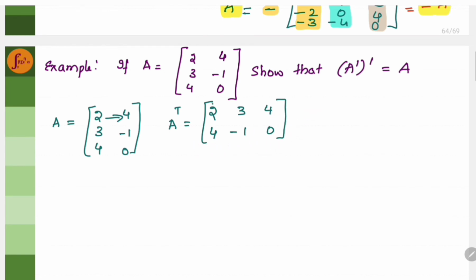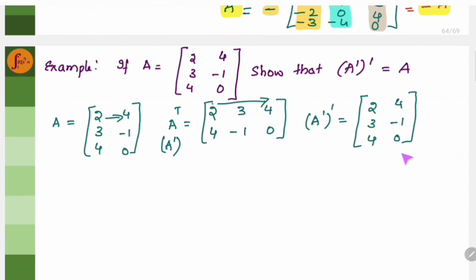Now let me find the transpose again, right? Transpose of this, I can either write A to the power T or A dash, doesn't matter. So now I'll take a transpose again. So I have the row as 2, 3, 4. I'll write it as column 2, 3, 4. Then I'll take the second row, 4, minus 1, 0. I'll write it as column 4, minus 1, 0. So now let's observe this matrix and the original matrix. Both are same, right? Hence we can conclude that double transpose is nothing but the matrix itself.